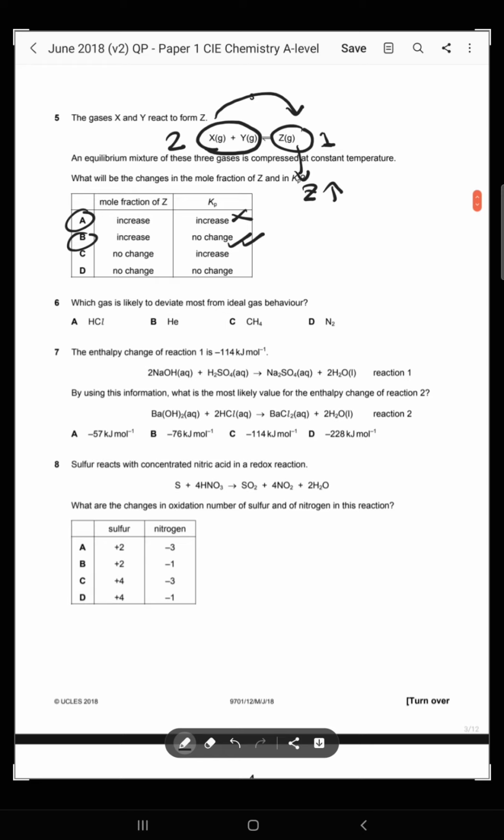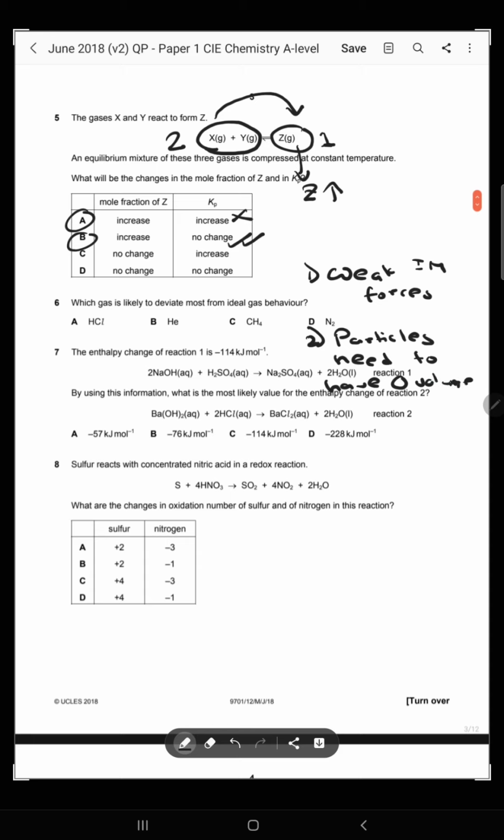HCl, He, CH4, N2. We want the one that does not follow. So what are the conditions that we need to meet? Number 1, there should be very weak intermolecular forces, let's just say IM forces. Number 2, the particle needs to have negligible volume, almost 0 volume. And the others, the elastic collisions and stuff, that is not something that we can be concerned over here. So these are the 2 conditions that we're going to look for.